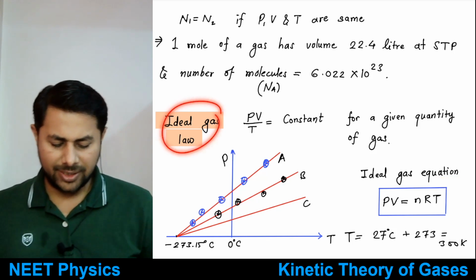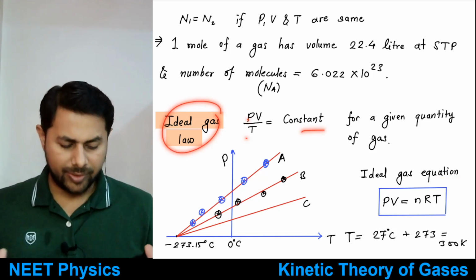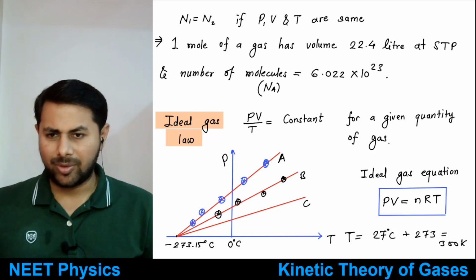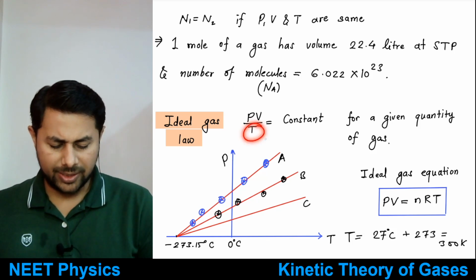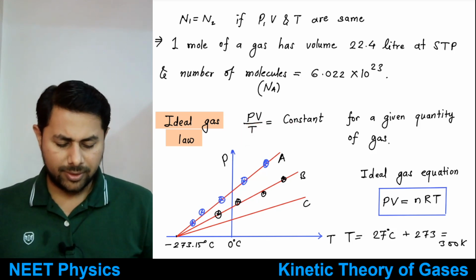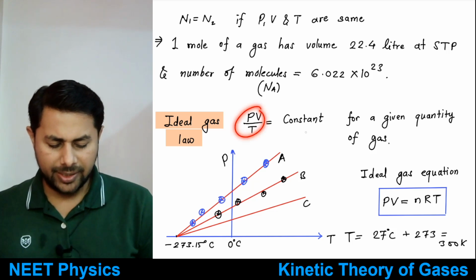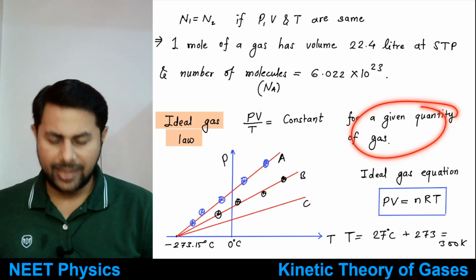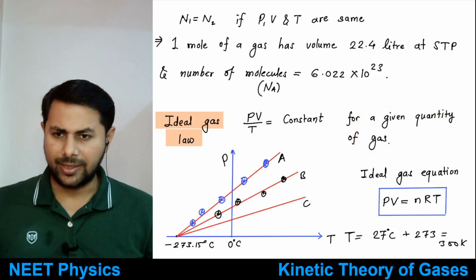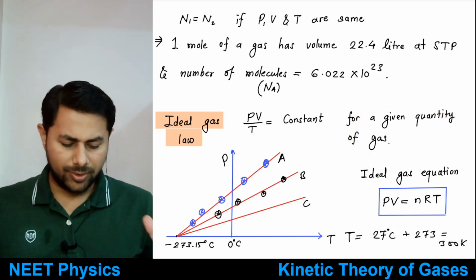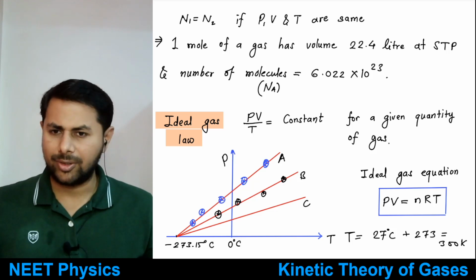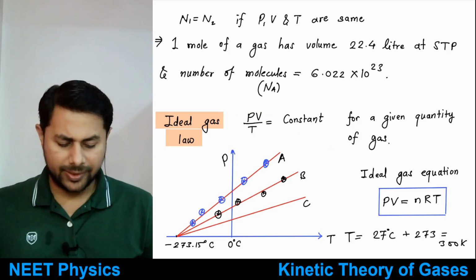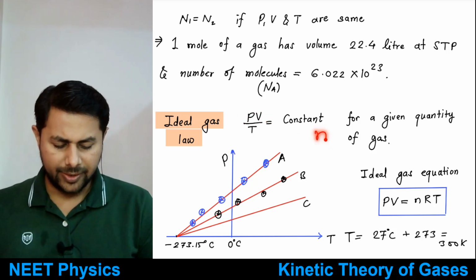So the ideal gas law says that PV by T is a constant for a fixed quantity of gas. And that quantity of gas would depend on what? The number of molecules, right? If the number of molecules is more, that means the quantity of gas is more. So PV by T is proportional to what? The number of molecules in the gas. That means the number of moles, you can say.